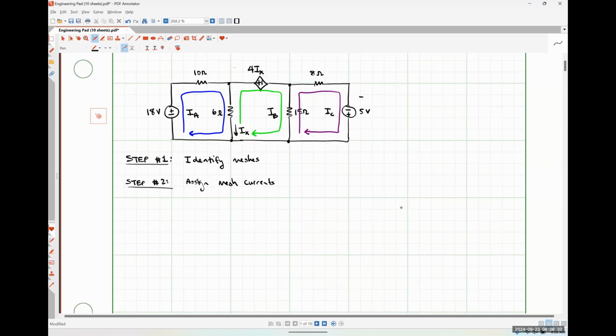So let's go ahead and formally write down step number 3 real quick. We are going to express our controlling variables in terms of our mesh currents.